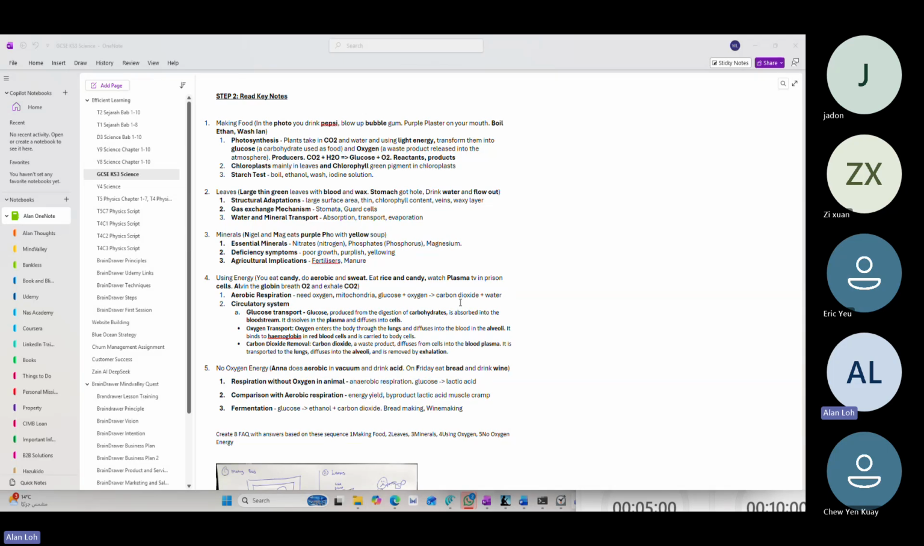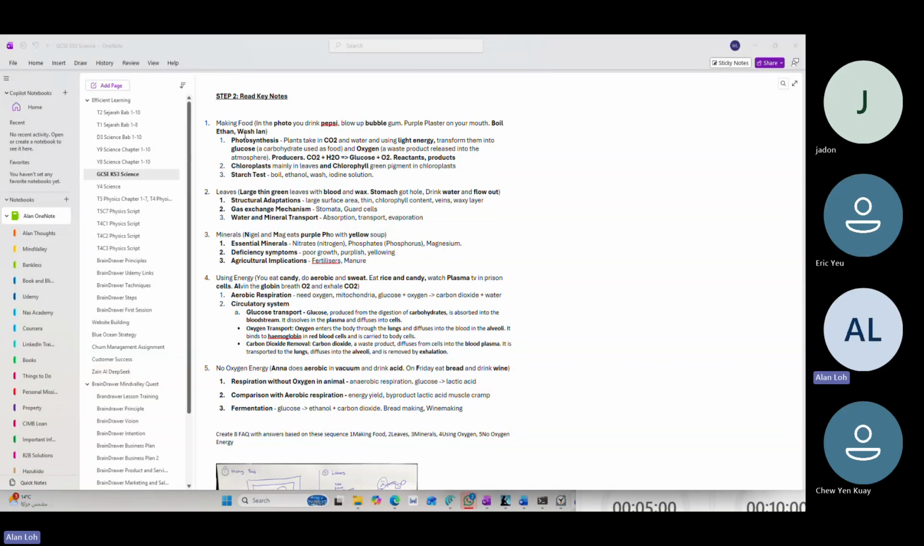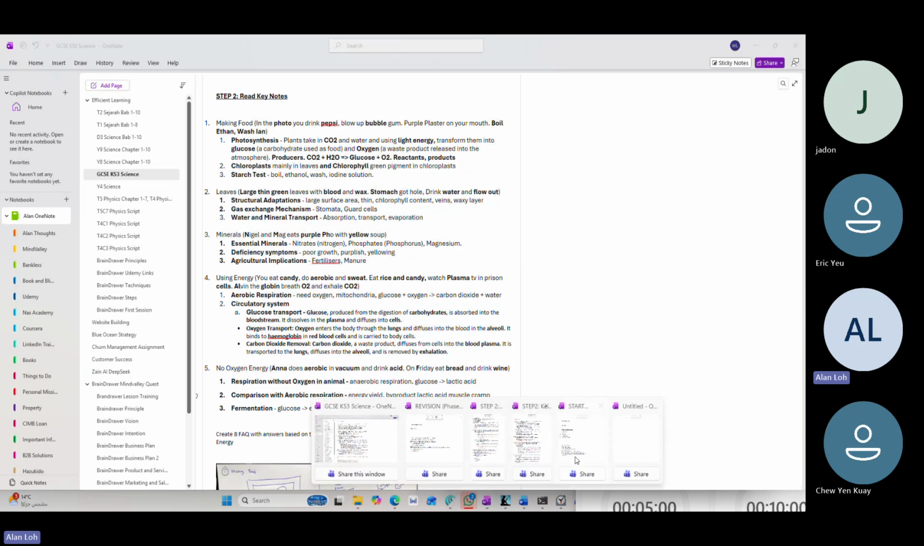Step number 2, making food. Okay, as usual, we'll continue the same drill. How do you read this step number 2? You just need to, let me put it over here.